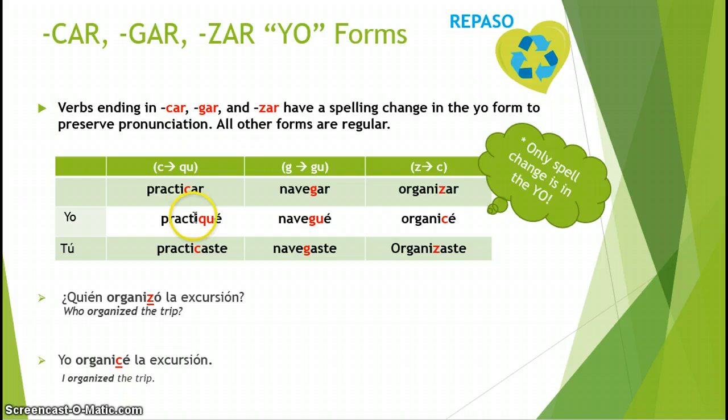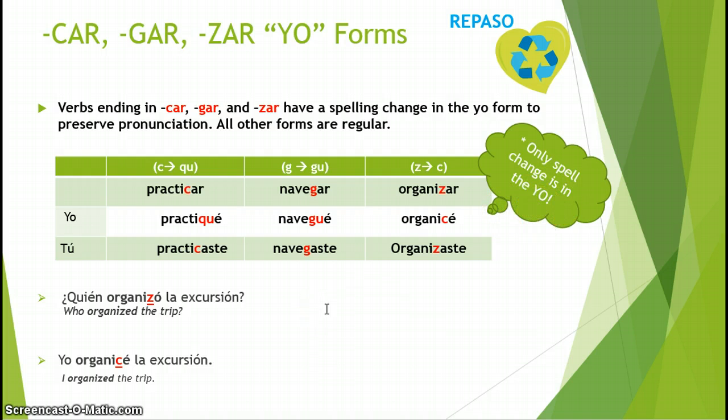Let's go over practicar. So only in the yo form is where I have to change the C to QU, so it becomes practiqué. The rest of the verb, practicaste, practicó, practicamos, practicasteis, practicaron. Regular. Navegar, this one is a G to GU in the yo form, so I would say navegué. The rest of it is regular. Navegaste, navegó, etc. Organizar, remember this is the Z to C, so in the yo form I would say organicé, organizaste, organizó, organizamos, etc. So the only spelling change is in the yo form.